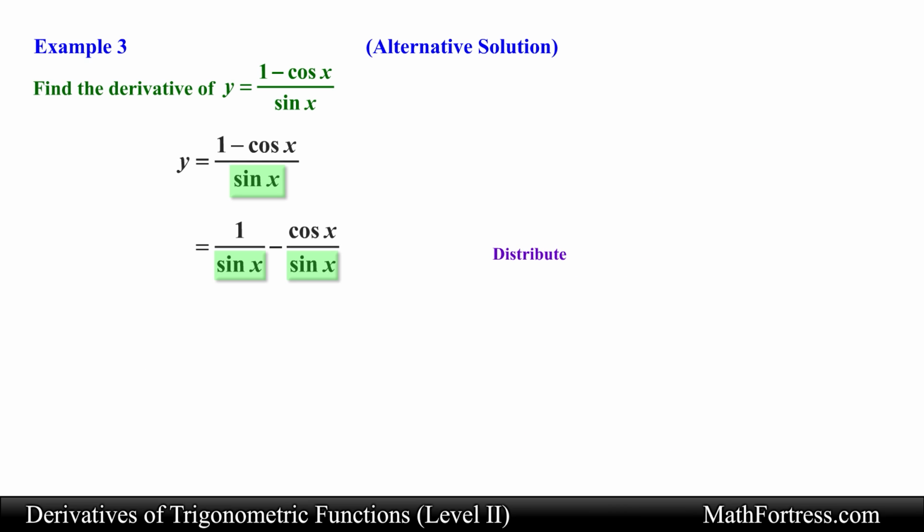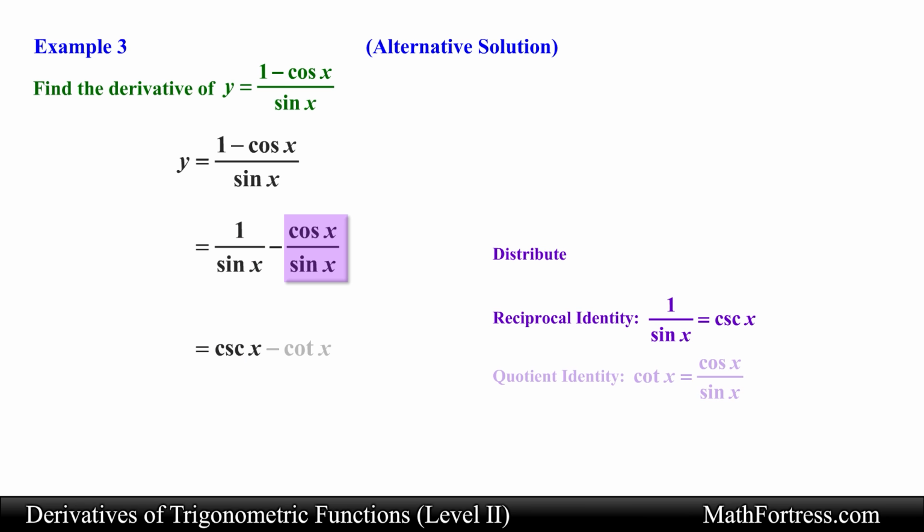We could distribute sine of x initially to each of the terms in the numerator. Doing that, we obtain 1 over sine of x minus cosine of x over sine of x. The first fraction is equal to cosecant of x, and the second fraction is equal to cotangent of x. Next, we take a derivative of this alternative expression.